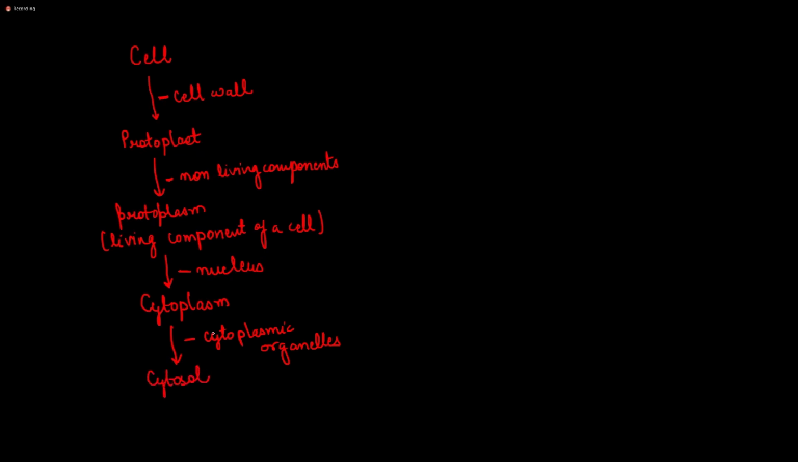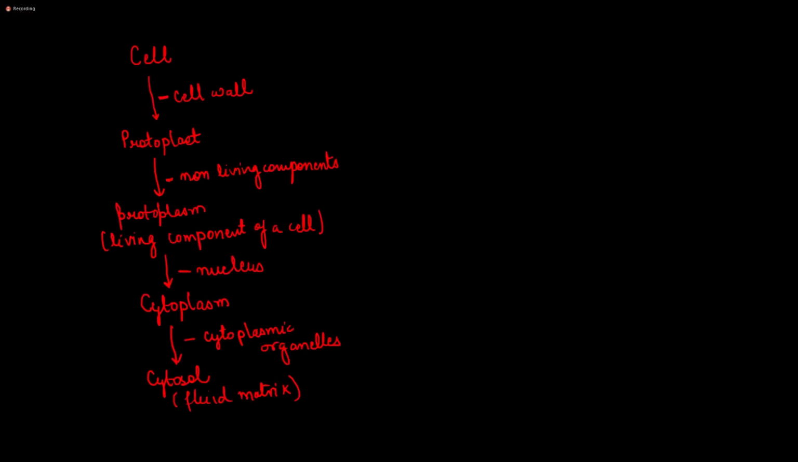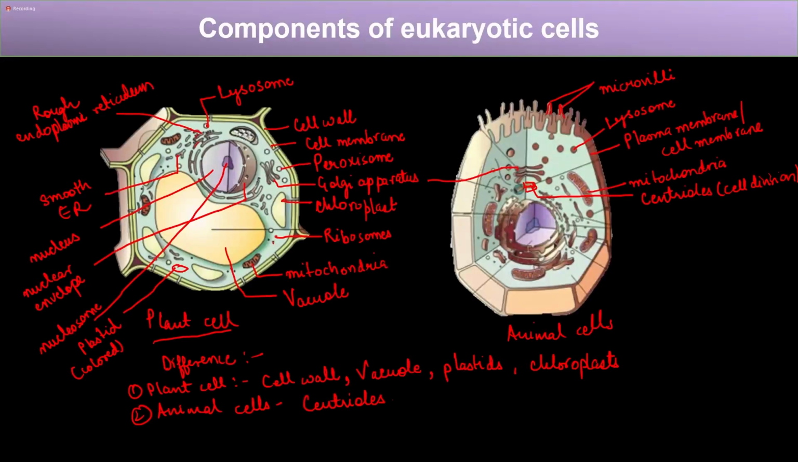So these are a few terms that you should remember: a cell without a cell wall is called a protoplast, and the living component of a cell is called protoplasm. Cytoplasm comprises everything without a nucleus. And if you have just the fluid matrix that does not contain any organelles, then that component is called cytosol. Now we have seen the typical components of a eukaryotic cell. Now we will study each of these structures in detail.